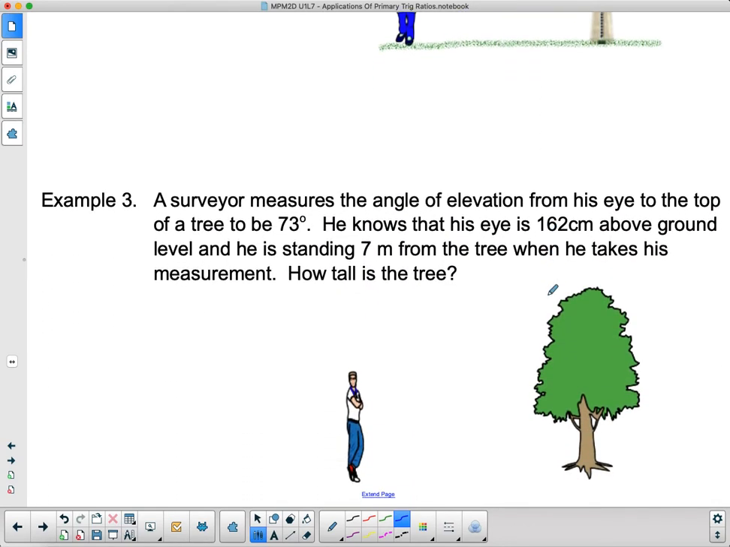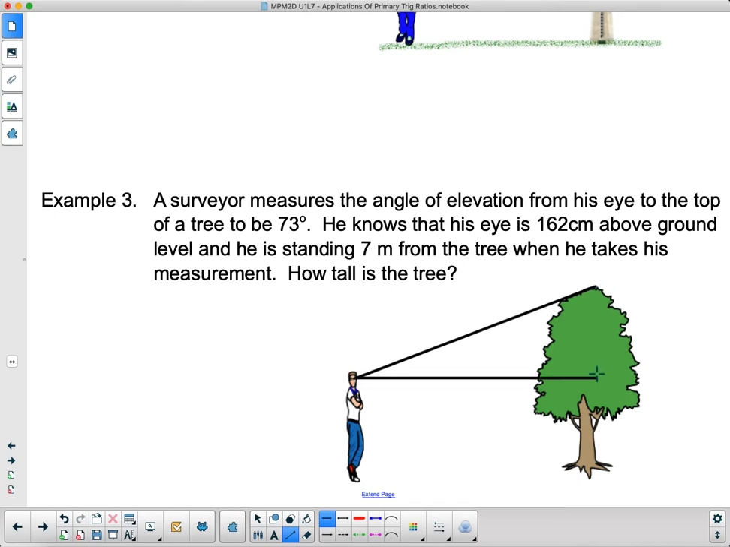Okay, so now that we've got that straightened around, let's take a look at a question. This says a surveyor measures the angle of elevation from his eye to the top of the tree to be 73 degrees. So this is an angle of elevation, so we're going to put on those lines. He's looking at the top of the tree, and it's him that's looking. So we have to put a horizontal line over. Now we've created this triangle here. So we're going to be able to calculate the height of this triangle. But then we are going to have to put on how tall he is. So let's do that.